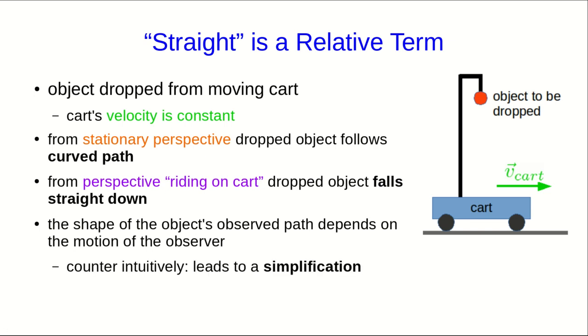Well, counterintuitively, while that seems like it's very complicated, it leads to a simplification. And in particular, note that the view from the perspective riding on the cart is very simple. It's a nice straight line motion. And so the curved path from the stationary perspective perhaps can be understood better by thinking about that moving perspective.